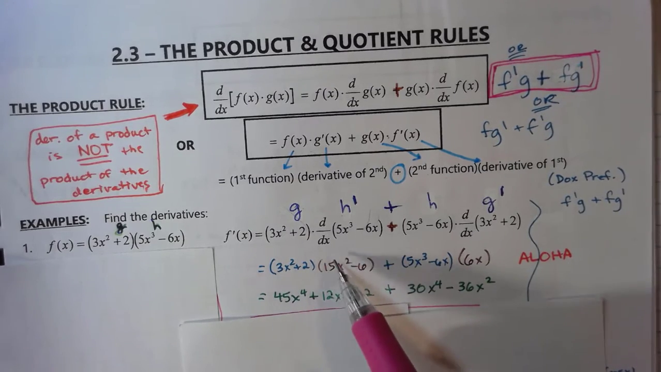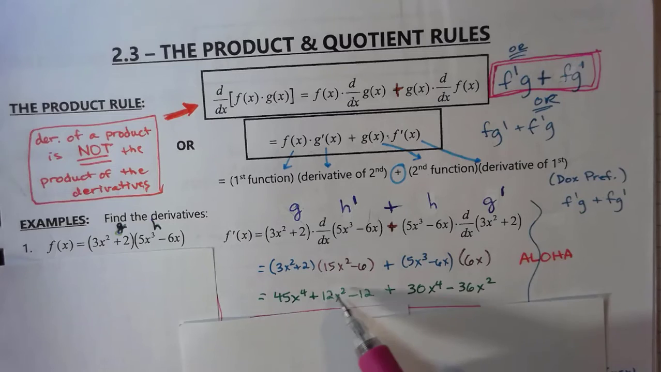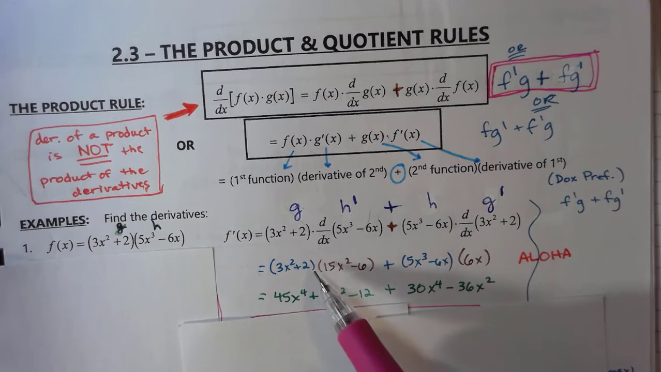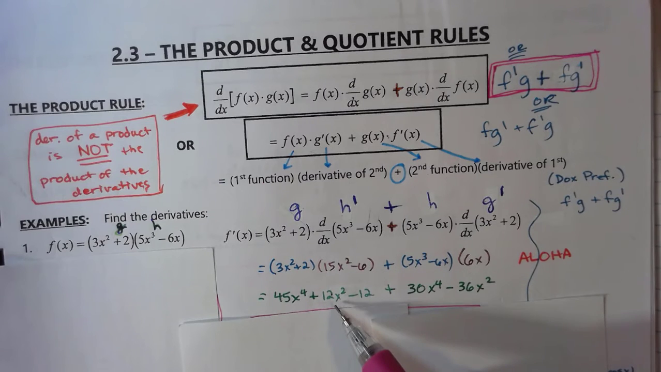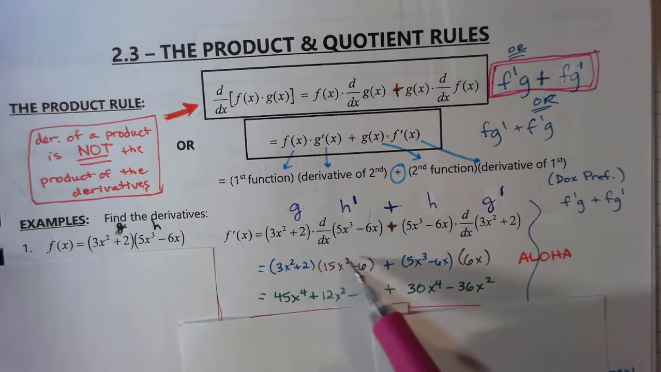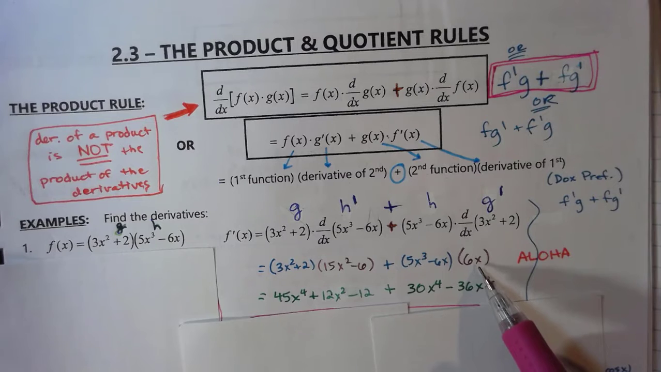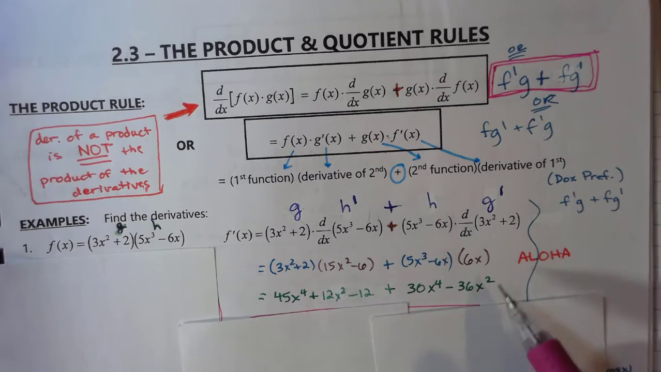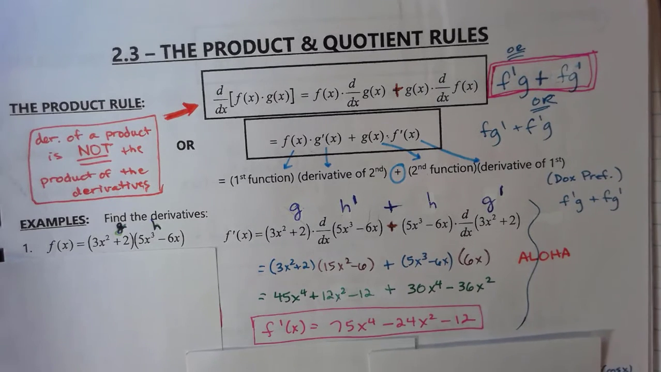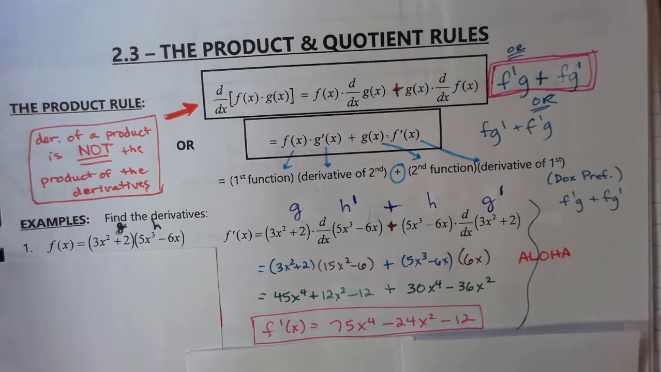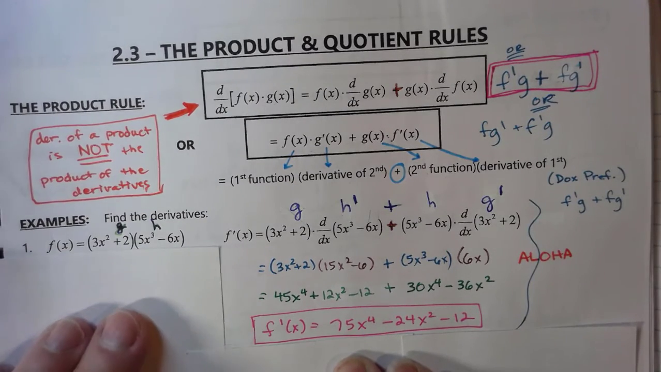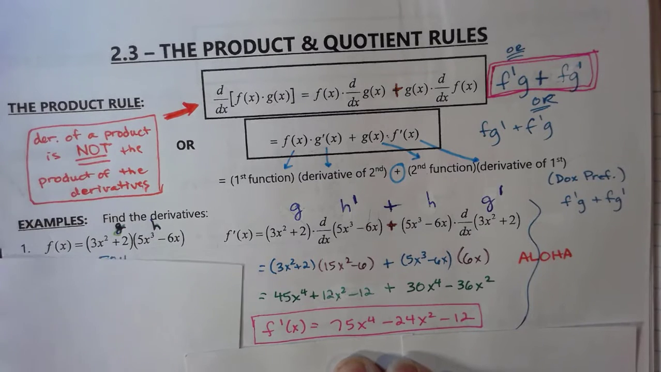So I would get 45x to the fourth, and then I would get minus 18 plus 30, which is 12x squared, and minus 12. Over here, I'm going to distribute the 6x across this, which gives me 30x to the fourth minus 36x squared, and then we want to add similar terms. Now, if I were going to be perfectly honest with you, this is not the easiest way to do this problem. There is an easy way.